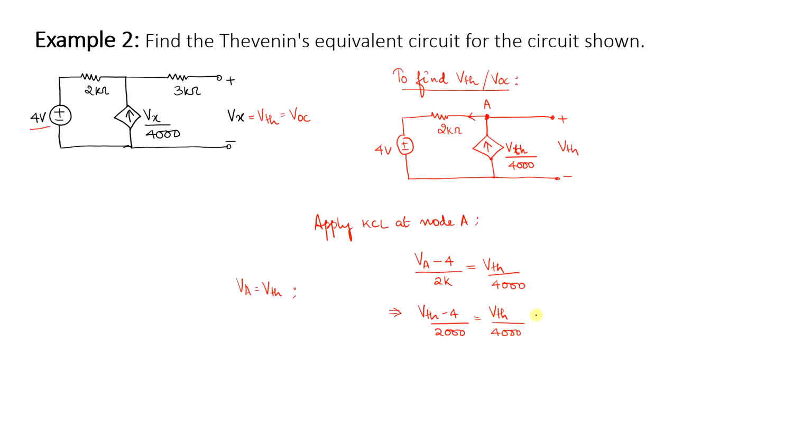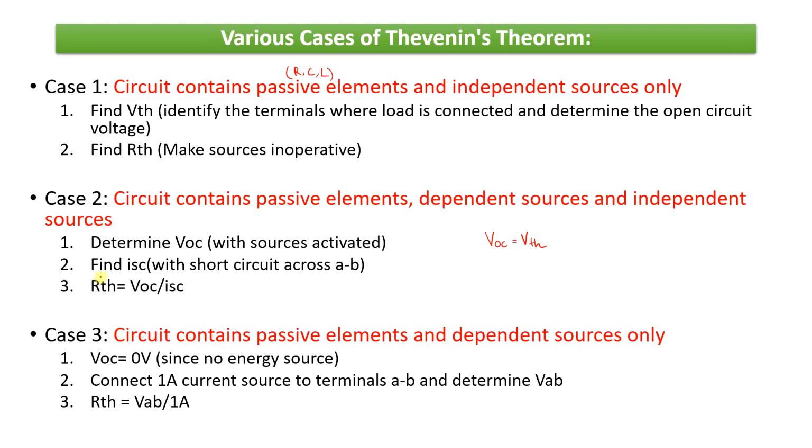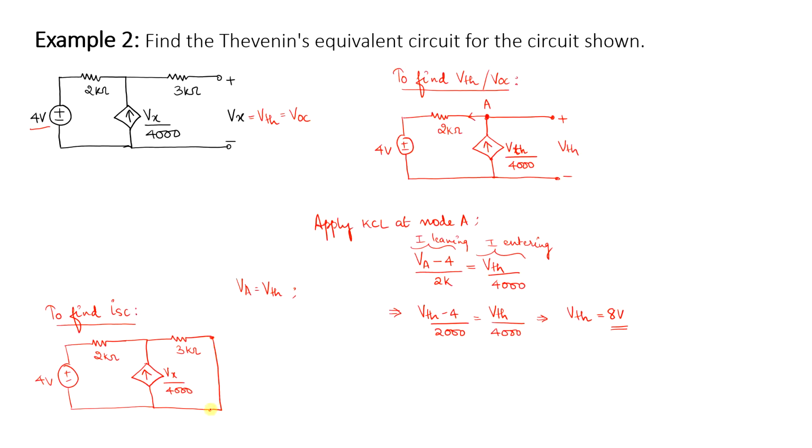What do I get? The value of V Thevenin is 8 volt. So to compute ISC, what did it say? It said to find the short circuit current, you are supposed to make the terminals a short circuit, right? So I will redraw this circuit once again, but now you have to make sure that you include the 3 kilo ohm resistor, and this open circuit terminal now has to be considered as a short and marked as ISC, that is the short circuit current.